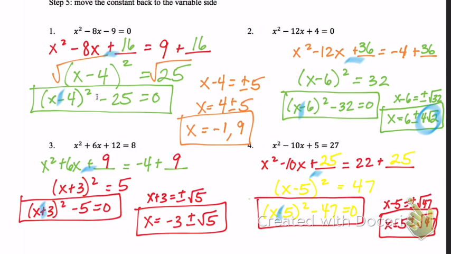If it's a minus, like a minus 8, then it's x minus 4. If it's minus 12, x minus 6. If it's plus 6, it's x plus 3. So make sure that when you are factoring it, you refer to the middle term, and that determines whether it's a plus or a minus inside when you're factoring it.